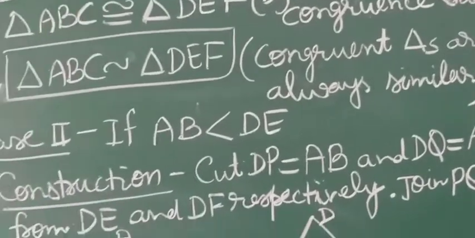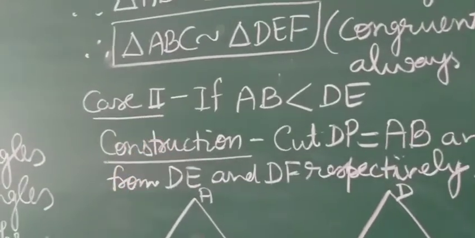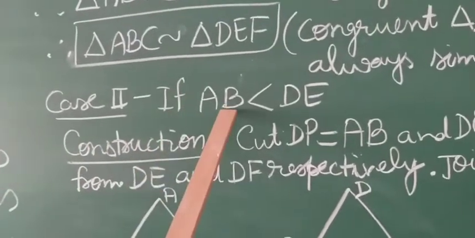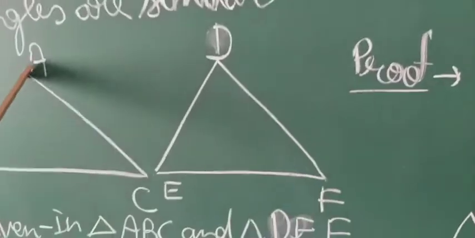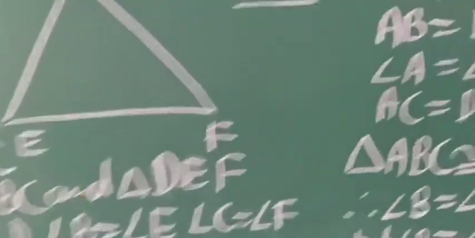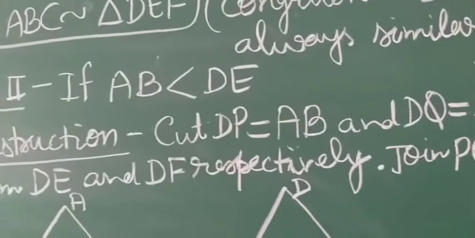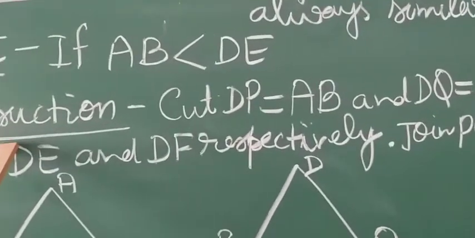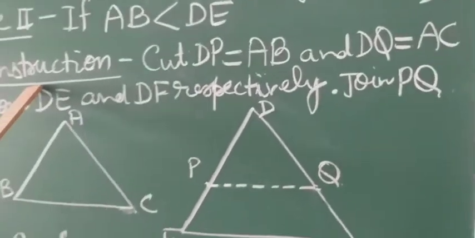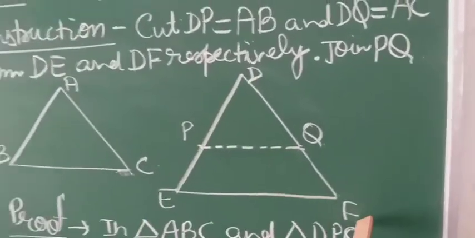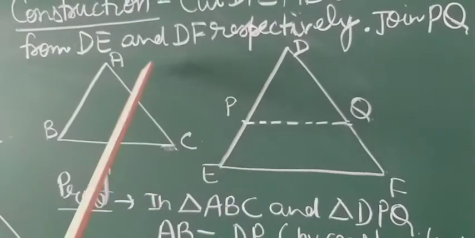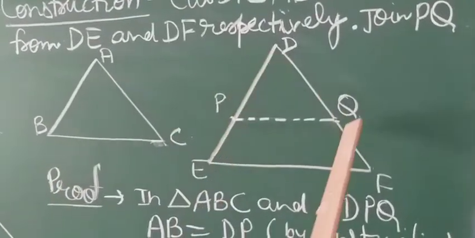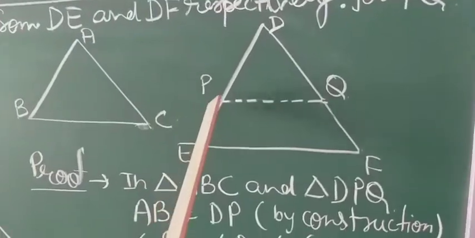Okay student. Case 2 we are going to take, student, if AB is smaller than DE. This AB is smaller than DE. Then what can we do, student? We can do a construction first. From triangle DEF, we will cut DP equals AB and DQ equals AC and join PQ.